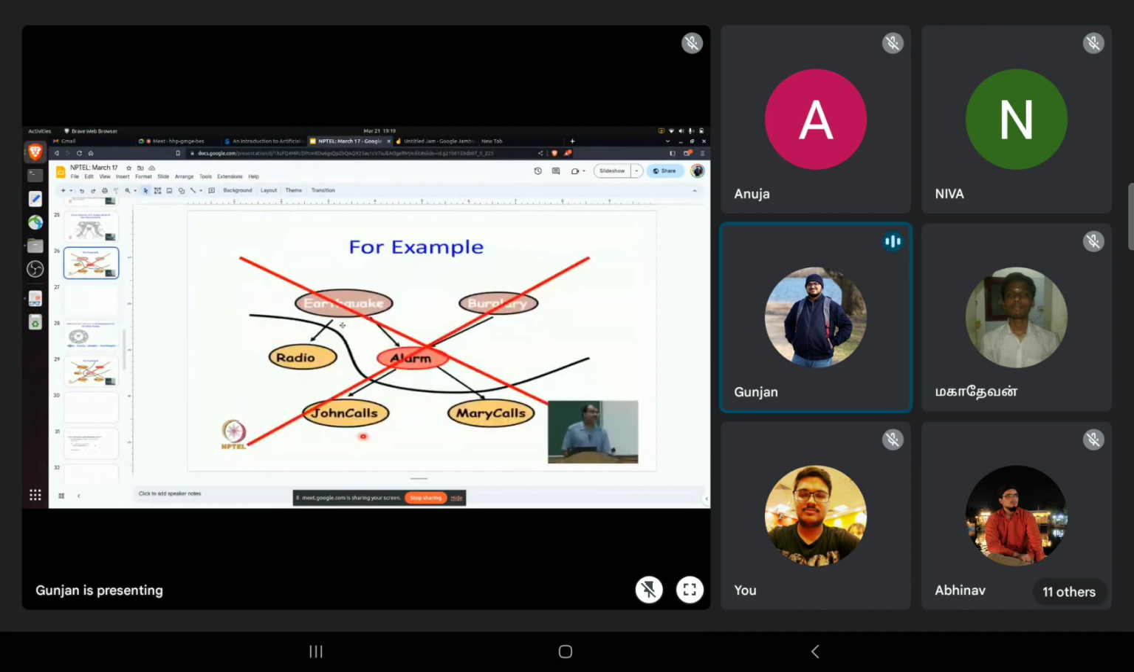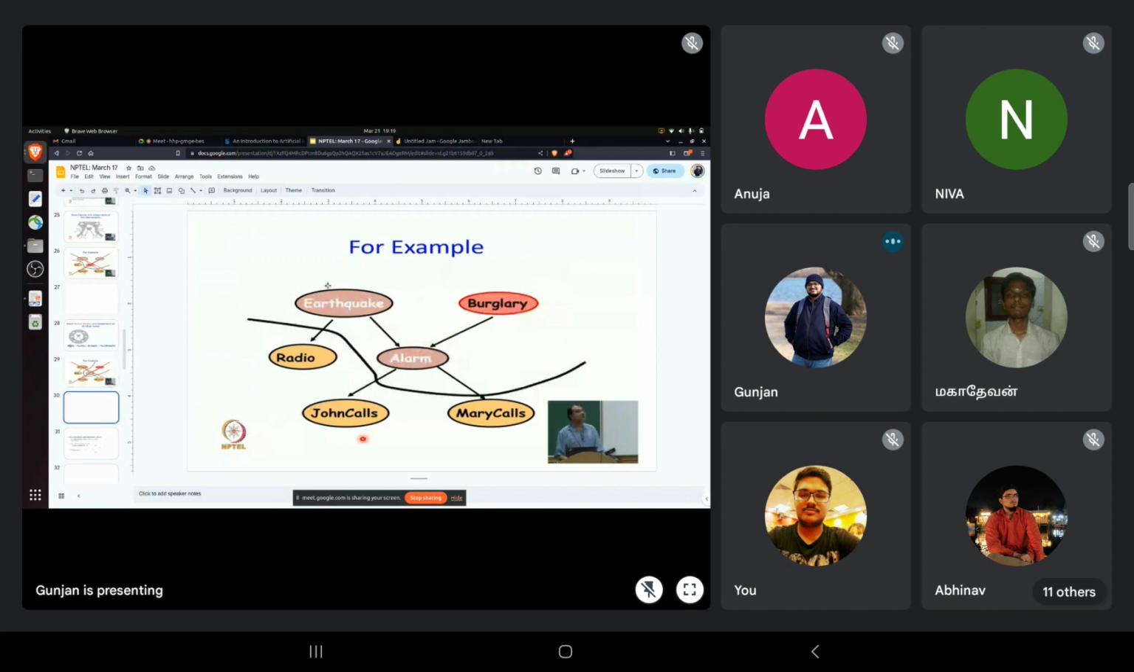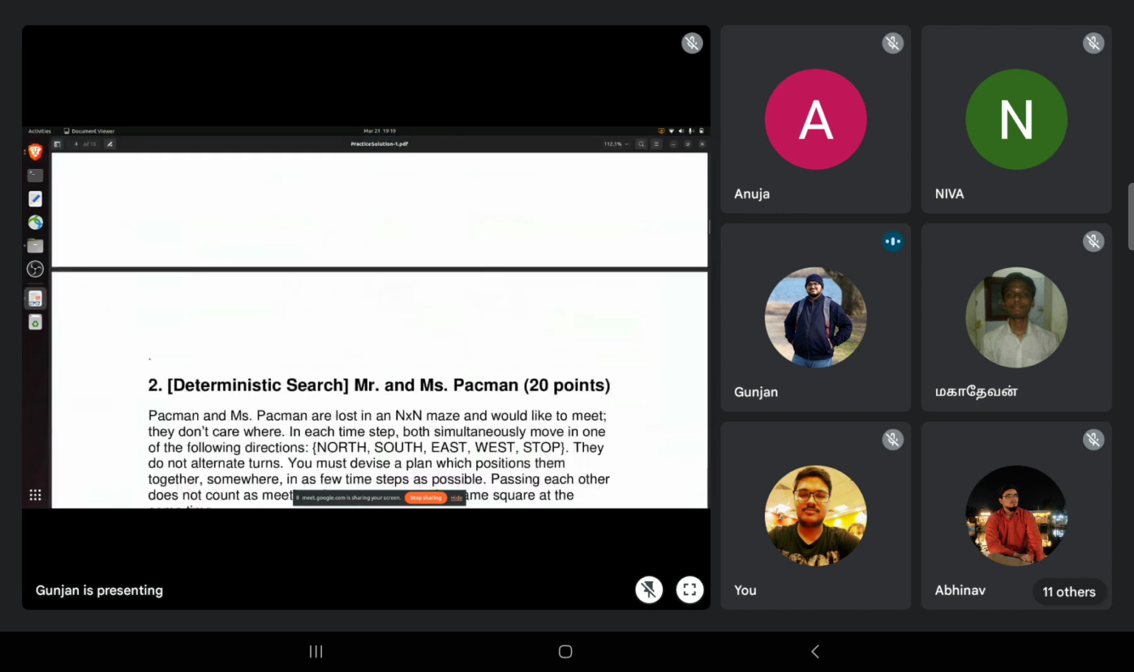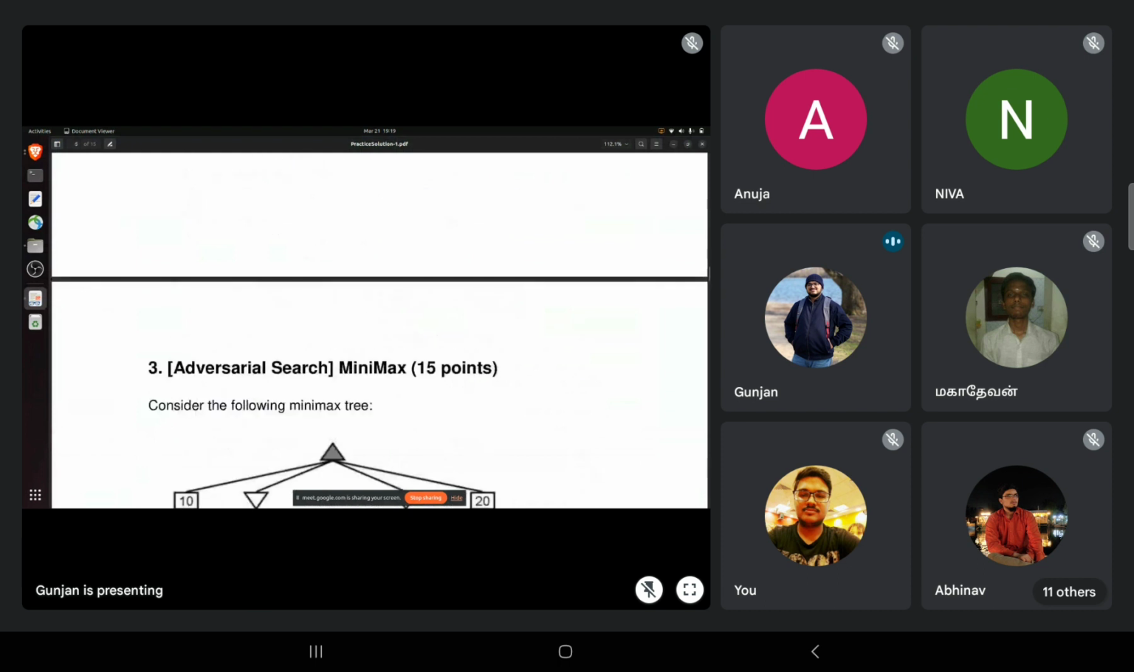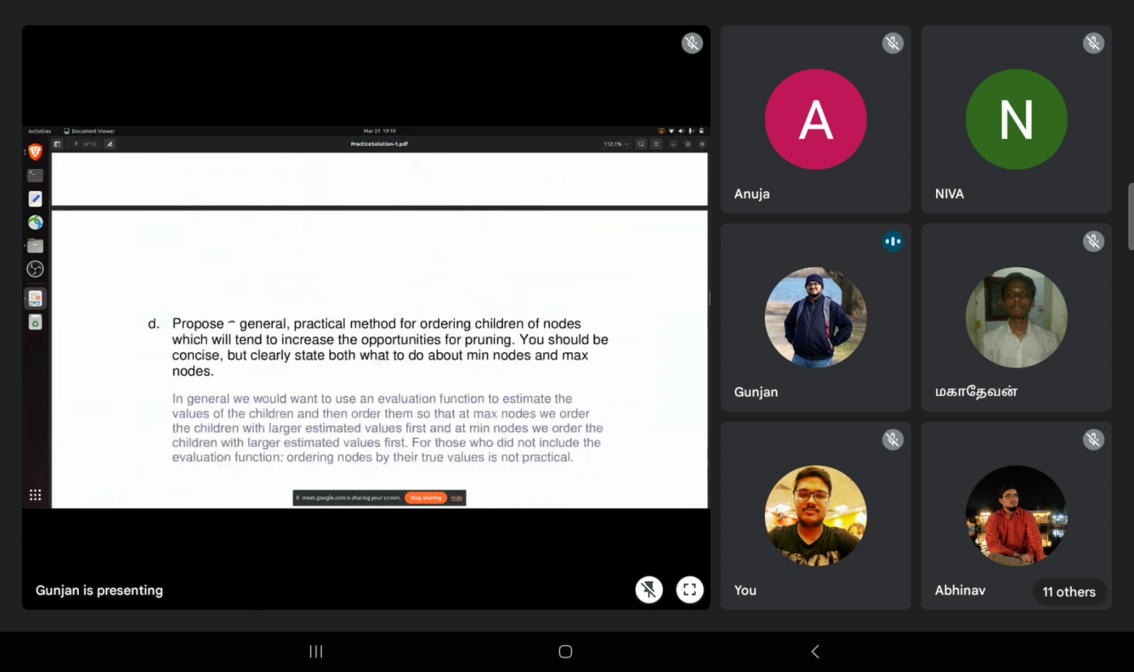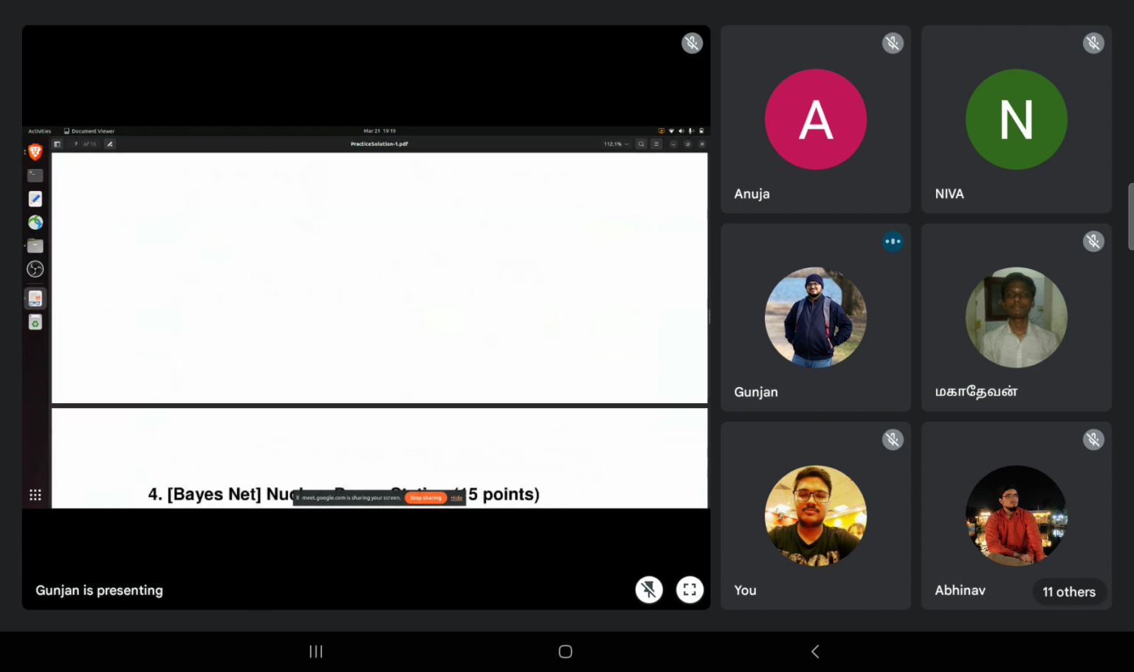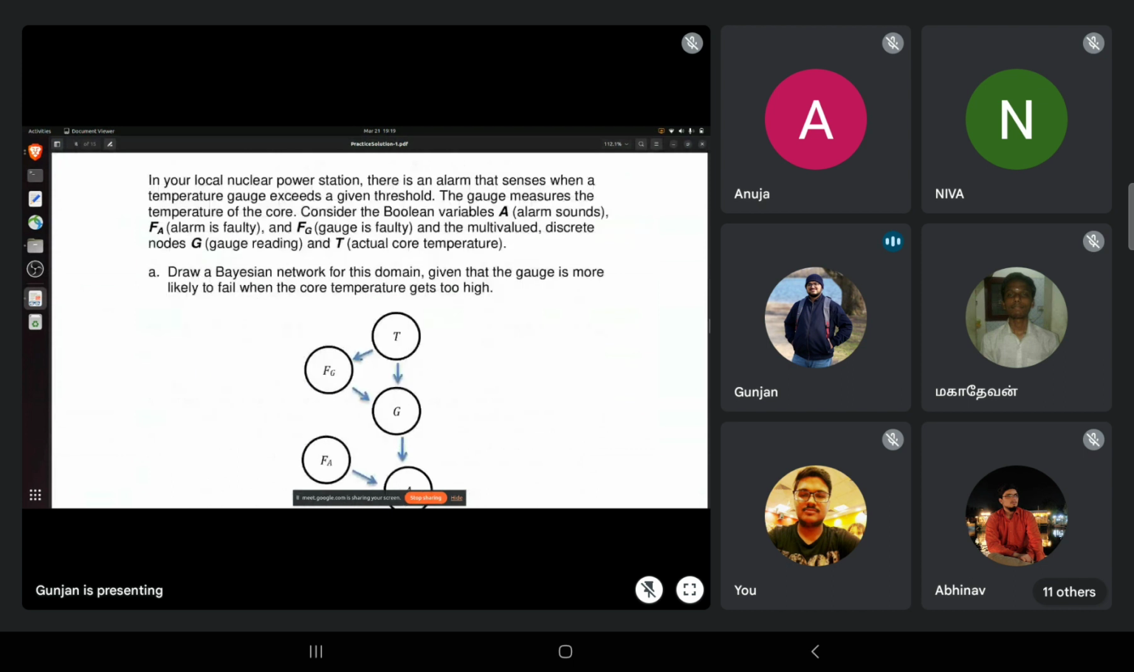And it is shown here also that given alarm, given burglary and earthquake and alarm, John calls, Mary calls, and radio. So yeah. Okay, so this statement is false. Now there are some other questions. This is not Bayesian, this is not Bayesian, this is not Bayesian. Yeah, this is a Bayesian question.